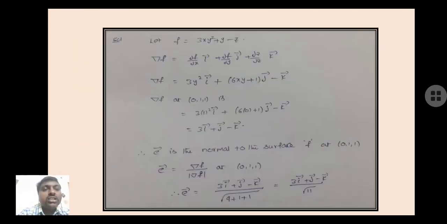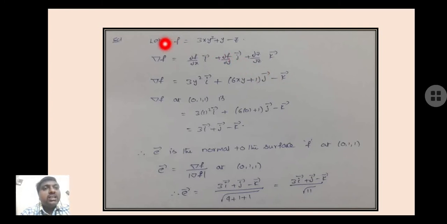Now I go through the solution of this particular problem. First I take the one scalar point function, and name it as f equal to 3xy square plus y minus z. Now I am calculating grad f. From the definition I am writing grad f equals dou f by dou x into i bar plus dou f by dou y into j bar plus dou f by dou z into k bar.